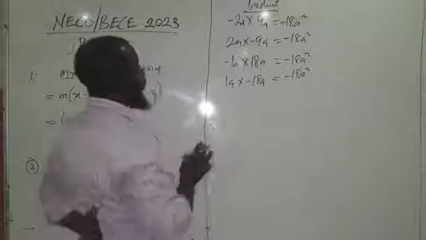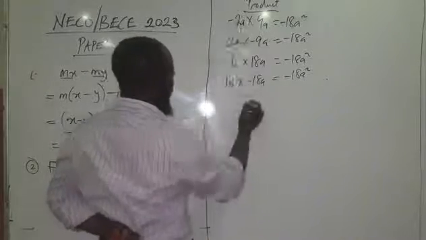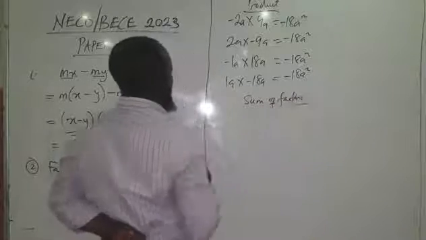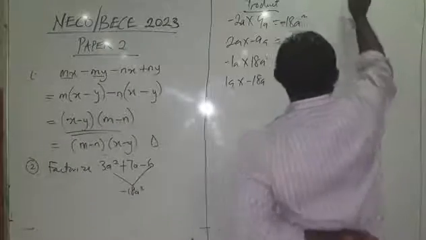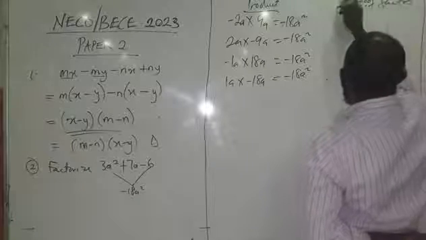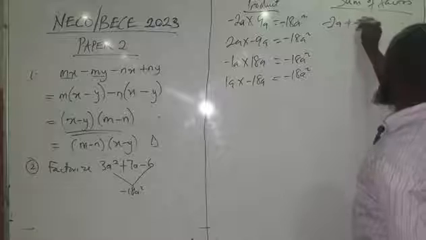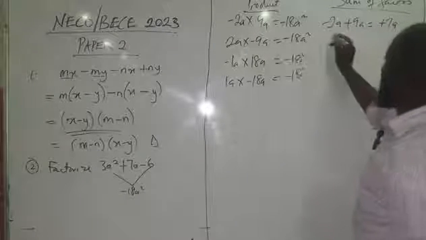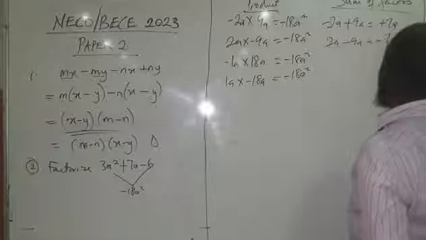So what are we going to do here? This is the products of two factors. Now let's find the sum of factors. We start from this one. Let me put it beside it. This is the product, and here is the sum of factors. So this will be minus 2a plus 9a. That is plus 7a. This 2a minus 9a is minus 7a.